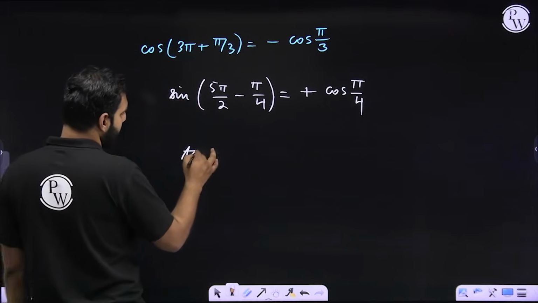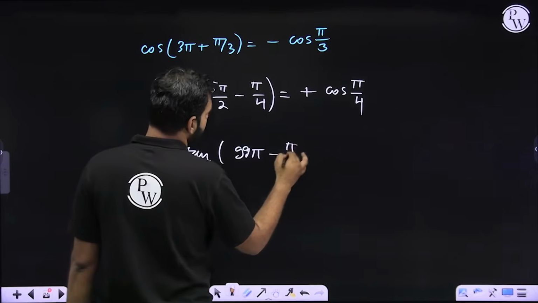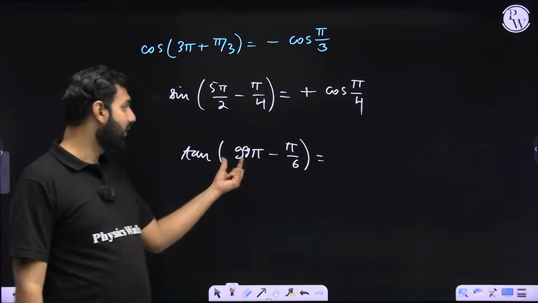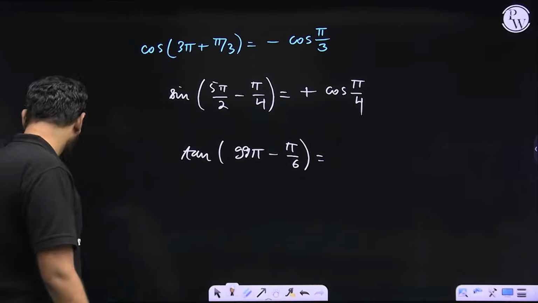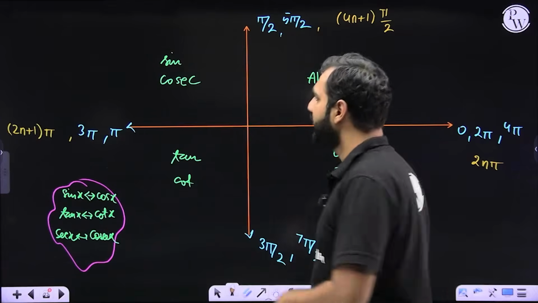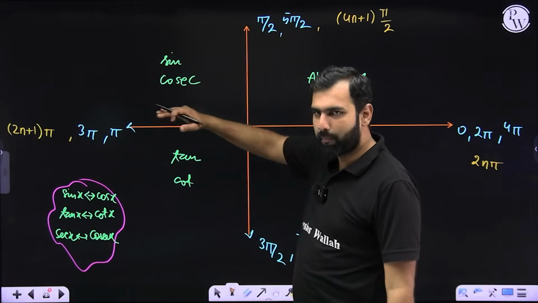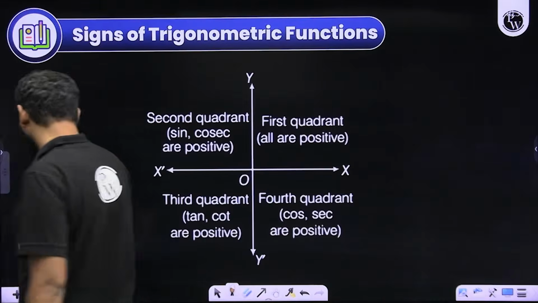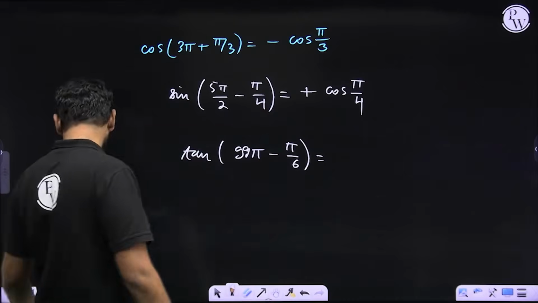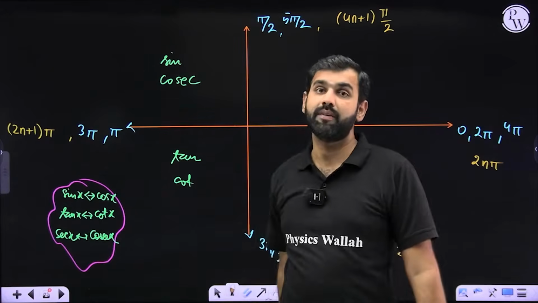Let's say I'm writing tan of 99 pi minus, let's say, pi by 6. What will you do here? Now, you need to crack where does 99 pi lie. So, 99 pi, which means odd multiple of pi. As we have cracked, odd multiples of pi lie here. So this is the point where I'm placed right now. Now, after this, I am subtracting something from it. So from negative x-axis, if I'm subtracting something, I'm moving to the second quadrant.